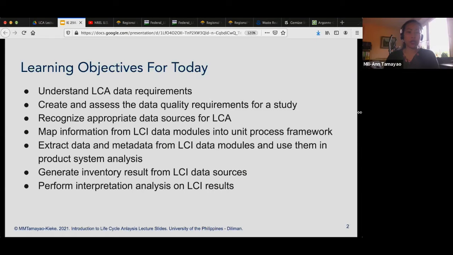So our learning objectives for today include the following: understanding LCI data requirements, creating and assessing the data quality requirements for a study, recognizing appropriate data sources for LCA, mapping information from LCI data modules into unit process framework, extracting data and metadata from LCI data modules and using them in product system analysis, and then generating inventory results from LCI data sources and performing interpretation analysis on LCI results.